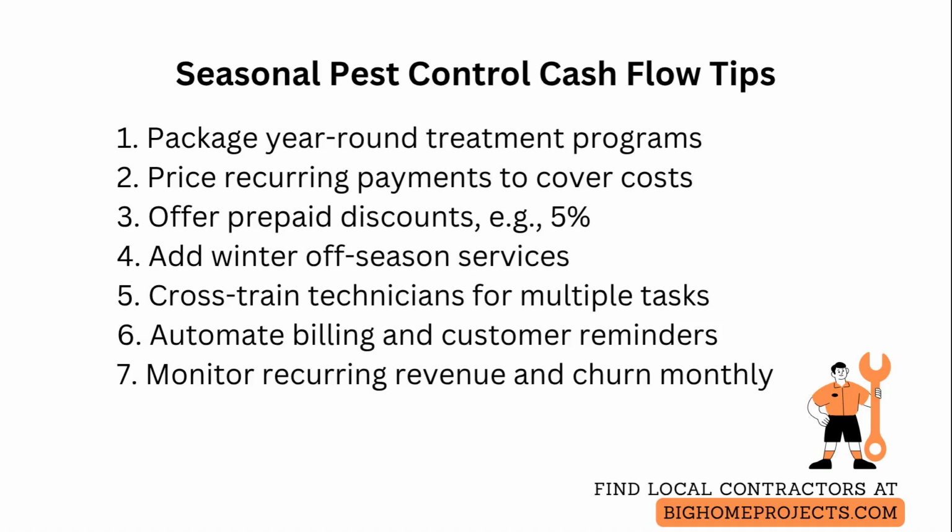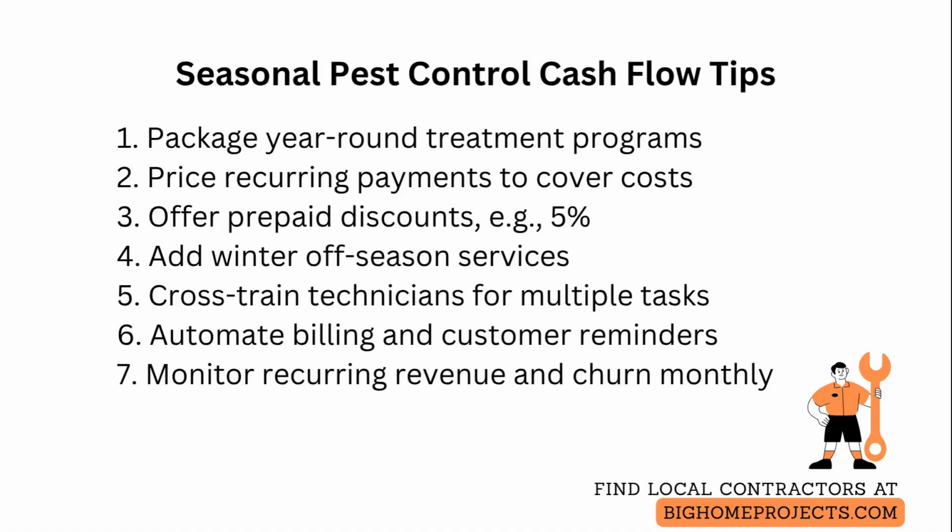Add winter and off-season services such as rodent exclusion, attic insulation inspection, dryer vent cleaning tied to pest prevention, and crawl space moisture control so crews remain productive when insect pressure is low. Cross-train technicians so they can perform inspections, minor repairs, and ancillary services during slower months, which increases billable hours per visit and reduces idle payroll.